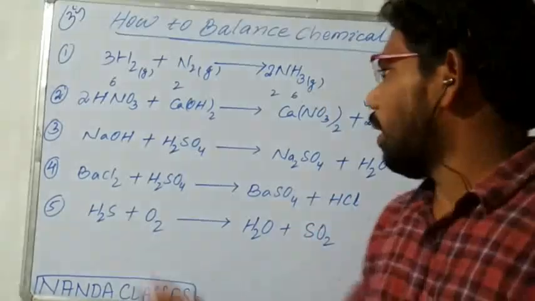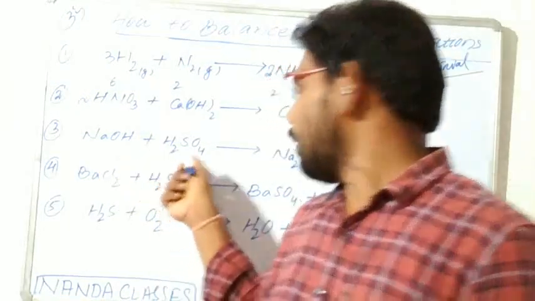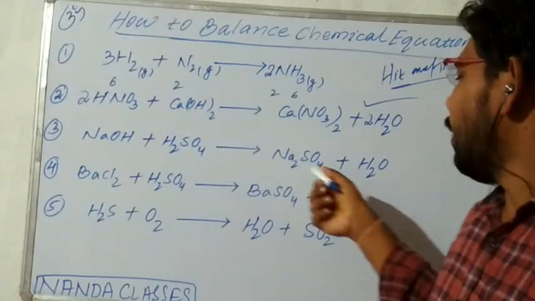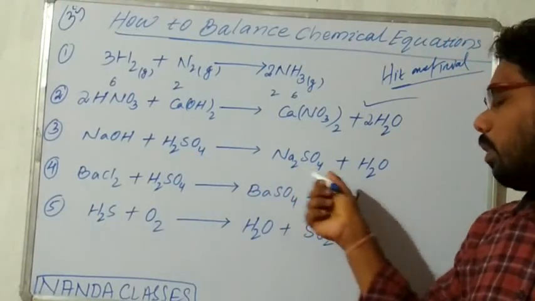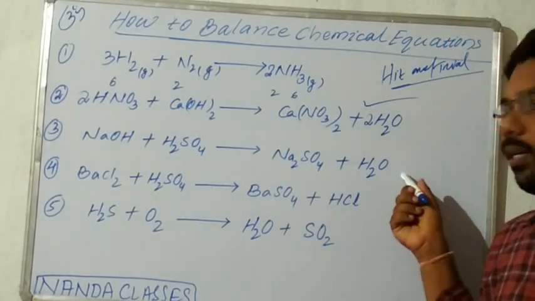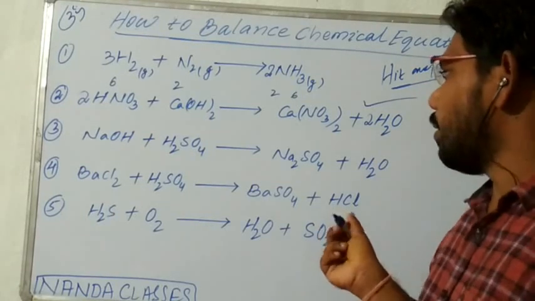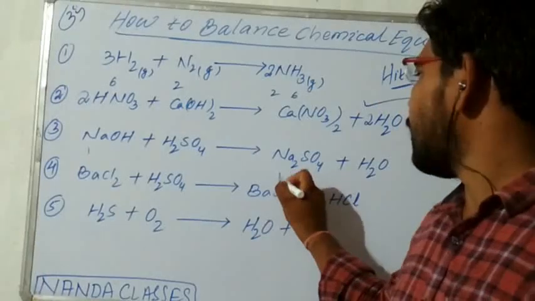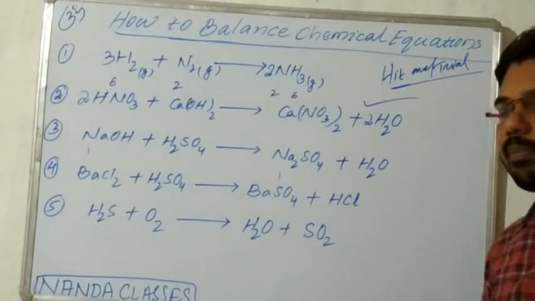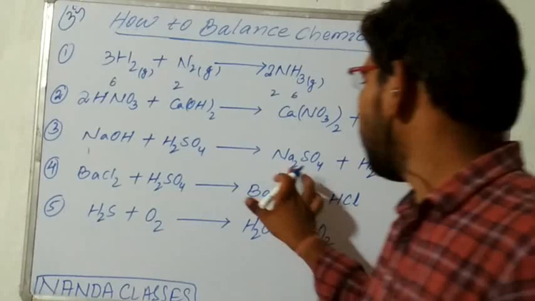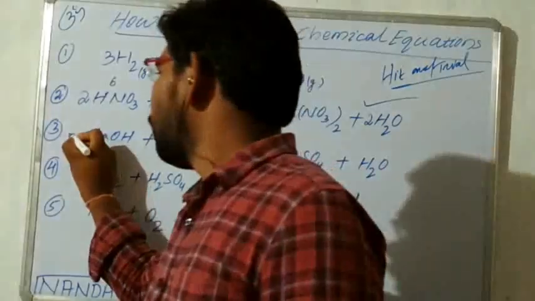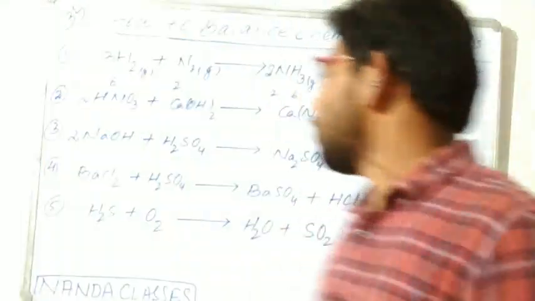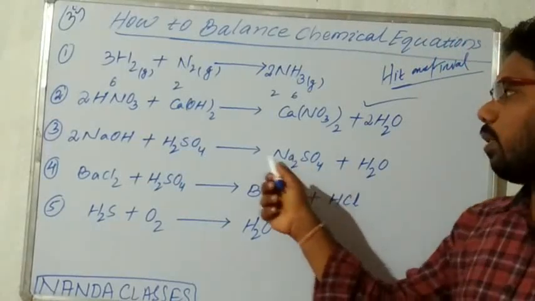The third example is NaOH, sodium hydroxide, plus H2SO4, sulfuric acid, and on the product side Na2SO4, sodium sulfate, plus water. In this reaction, the reactant side has 1 sodium, but the product side has 2 sodium atoms. So how can you balance sodium atoms first? We have to multiply here by 2. Then the sodium atoms are balanced, this one 2 and this one 2.